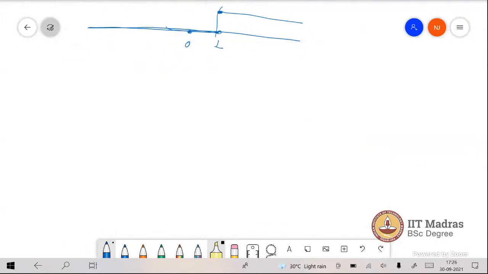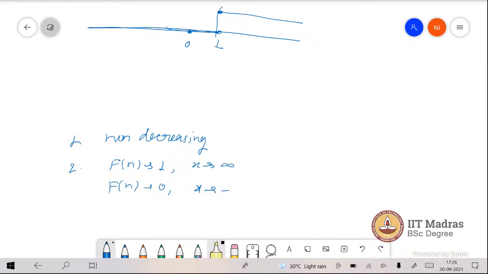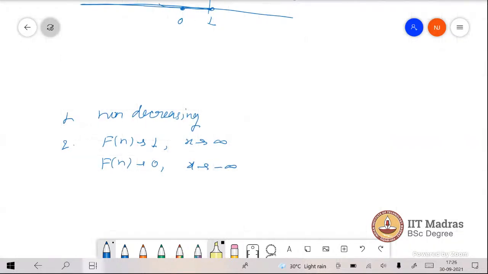These are the properties of a CDF. First, it is non-decreasing. Second, F(x) tends to 1 when x tends to infinity. Third, F(x) tends to 0 when x tends to minus infinity.